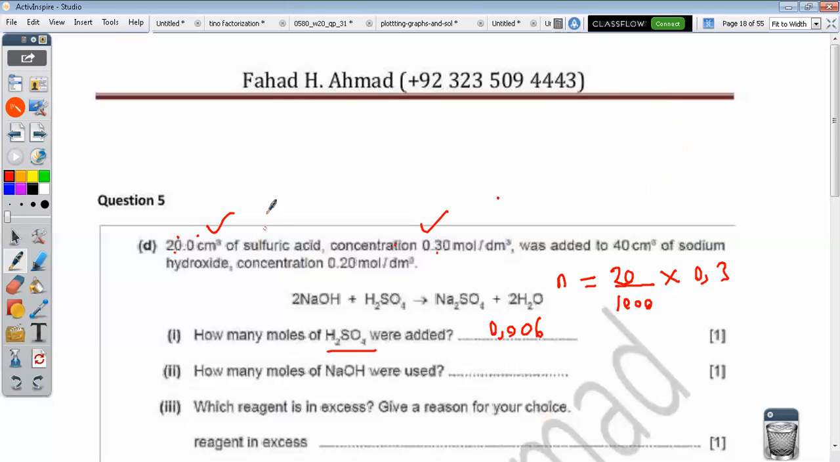Now, look at this. How many moles of hydroxide were used? We are given, again, volume and concentration. So we use the same formula. Number of moles is concentration times volume. What volume am I given? 40 divided by 1,000, since it is in cubic centimeters, multiplied by its concentration, 0.2. What do you get?